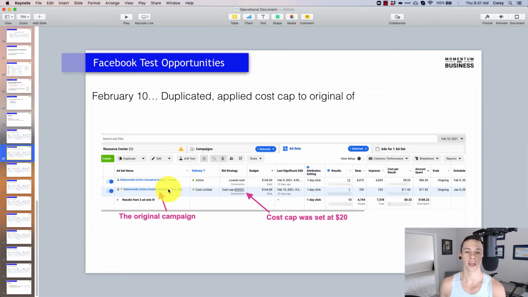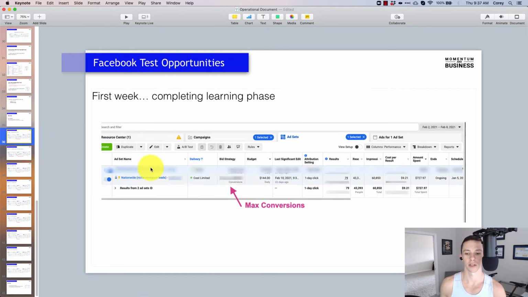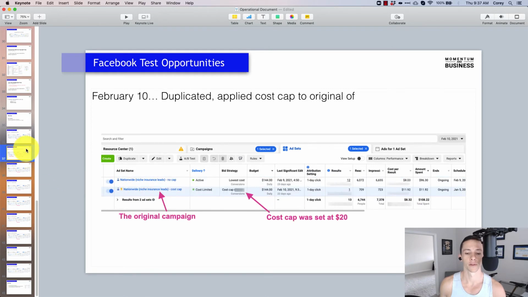In the original campaign that had completed the learning phase, I applied a cost cap at $20. That was simply based on the fact that it was a little bit more than double my conversion cost under maximize conversions. So I applied the $20 cost cap, ran it as a split test with a new ad set that would have no cap. And this was on February 10th.